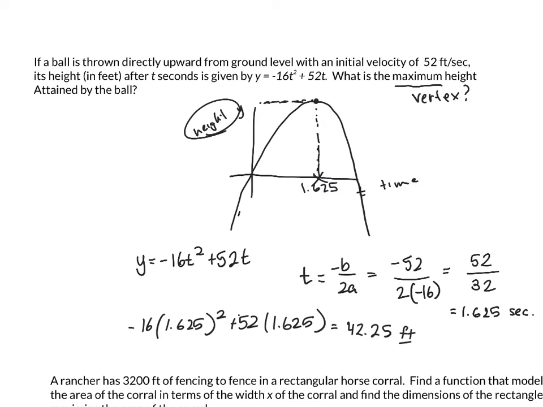And I know it's in feet, and I know this was in seconds because the initial velocity was in feet per second. And so it's 42.25 feet is the maximum height of that ball. So like I said, that's a fairly common application of quadratic functions, tracking the height of a falling object in relation to time.